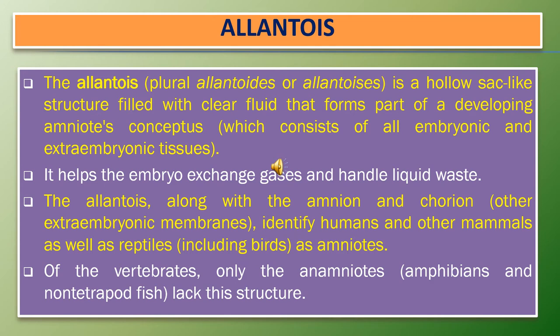Allantois. The allantois is a hollow sac-like structure filled with clear fluid that forms part of a developing amniotic conceptus, which consists of all embryonic and extra-embryonic tissues. It helps the embryo exchange gas and handle liquid waste. The allantois, along with the amnion and chorion, other extra-embryonic membranes, identify humans and other mammals as well as reptiles, including birds, as amniotes. Of the vertebrates, only the anamniotes, that is amphibians and fish, lack this structure.